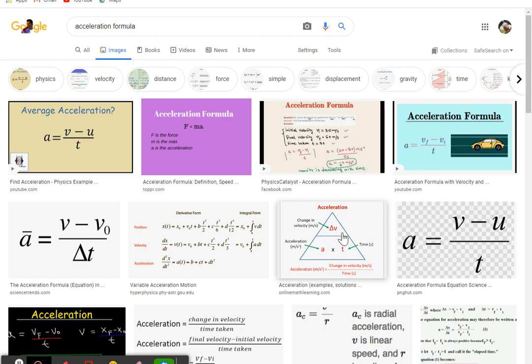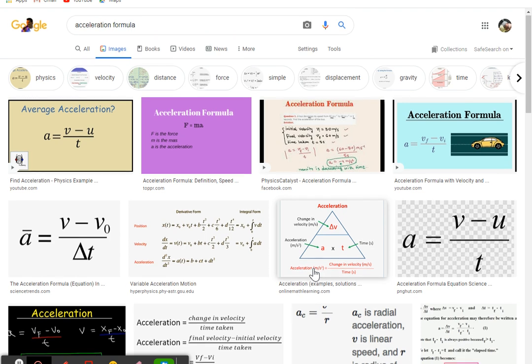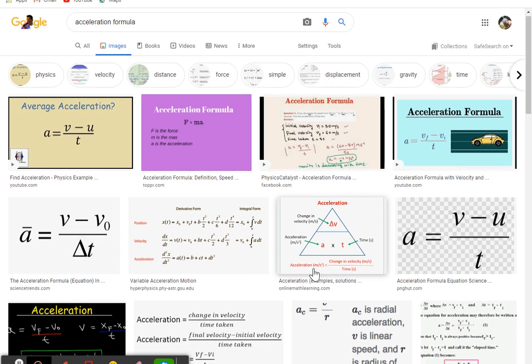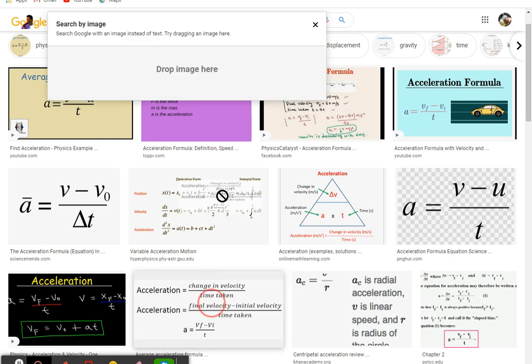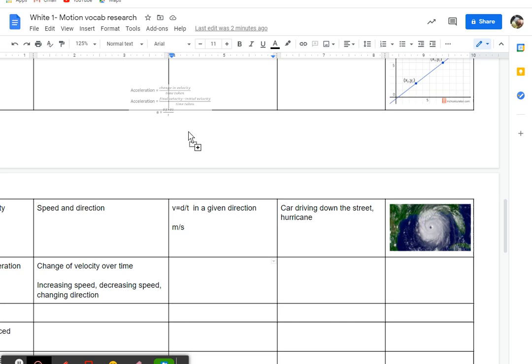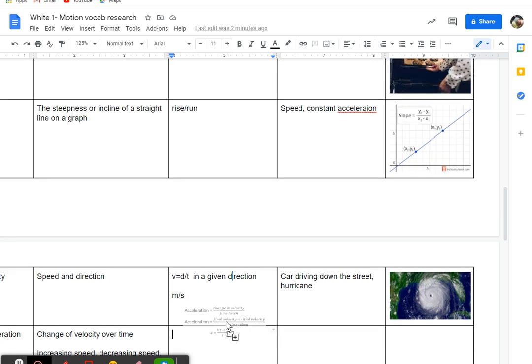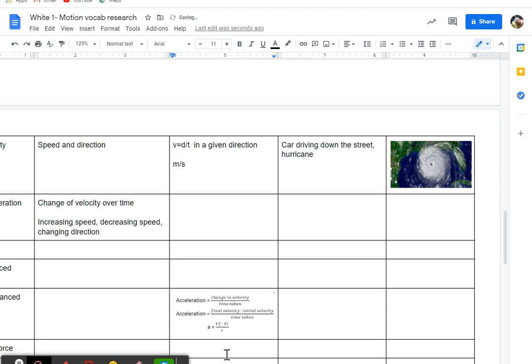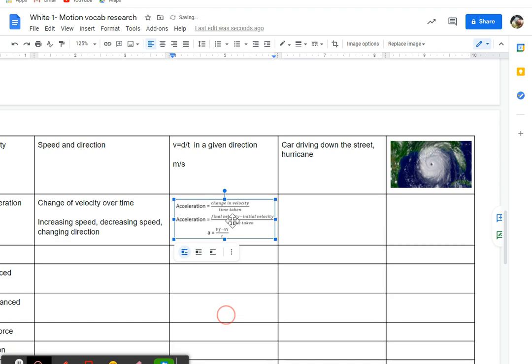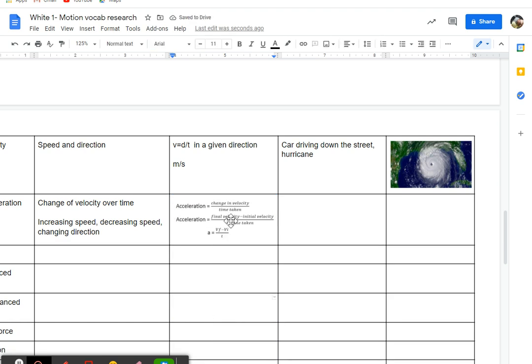Have you guys learned this one where you use a triangle to solve? This is a good one. This has everything kind of explained in it. So I'm going to put this picture here, and then I'm going to explain it to you guys. Okay. All right, it's kind of hard to see. Can you guys see that?